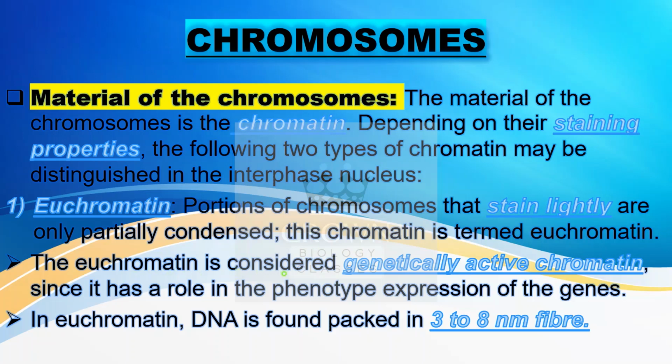This chromatin is considered genetically active chromatin. That means this euchromatin is active for transcription, that means it can be transcribed. And since it can transcribe, it will play its role in the phenotype expression of the genes. In euchromatin, the DNA is found loosely packed in 3 to 8 nanometer fiber.